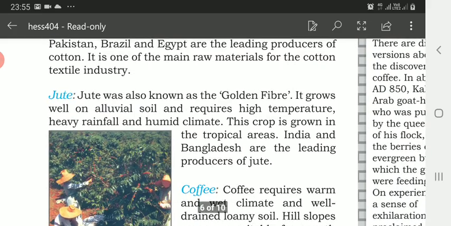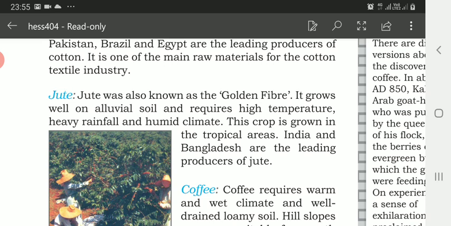Now, another fiber crop is jute. Jute is also known as the golden fiber. It grows well on alluvial soil and requires high temperature, heavy rainfall, and a humid climate. This crop is grown in the tropical areas. India and Bangladesh are the leading producers of jute.